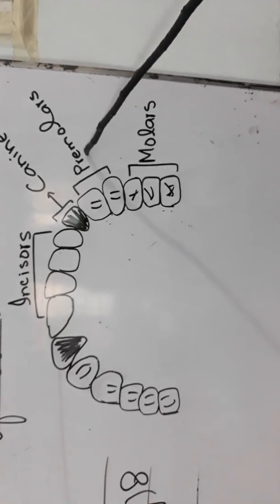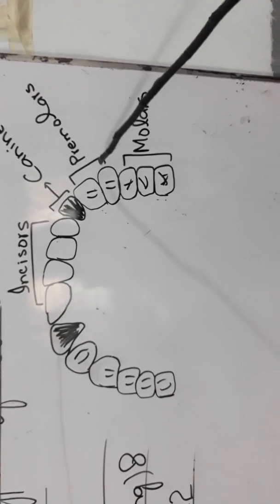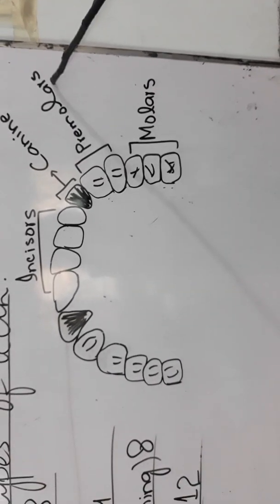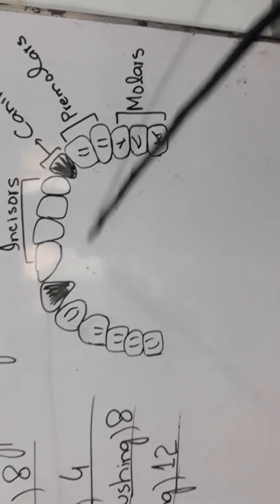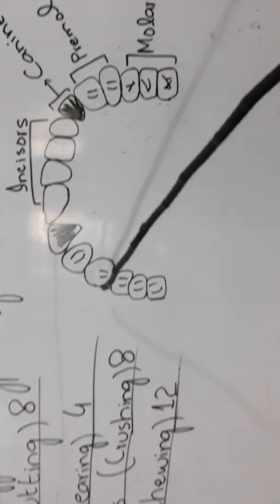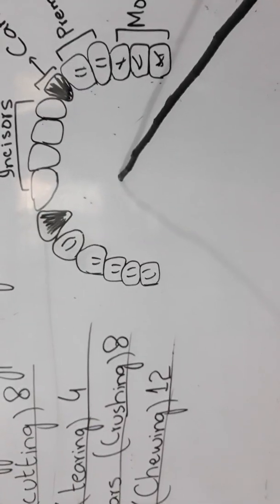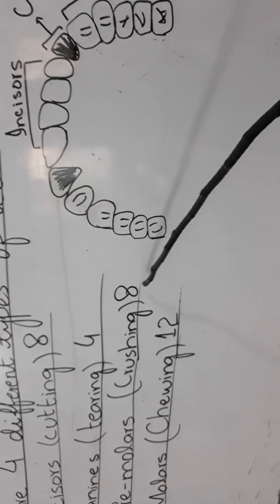Next is the premolars. I have told you that pre means first, so the teeth that come before the molars are called premolars. These two and these two are called premolars. 4 in the lower jaw, 4 in the upper jaw. 8 premolars function to crush the food.